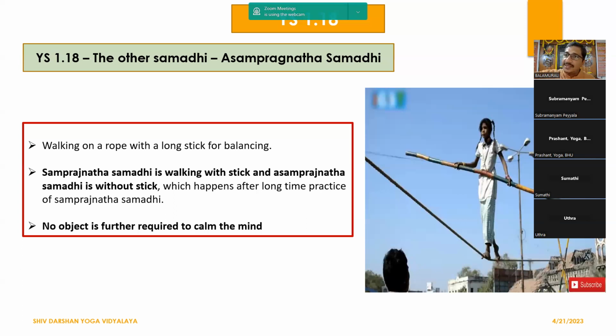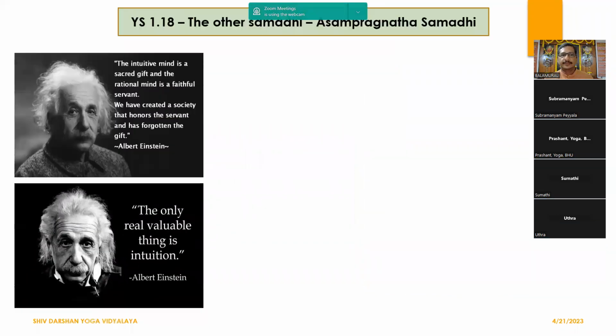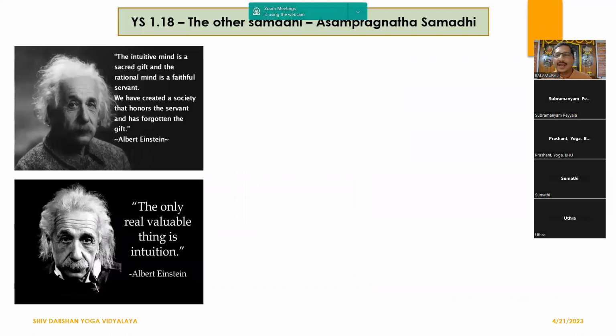This different experience is called intuition. This is called Asampragnata Samadhi. These are the words of Einstein about intuition. He says the intuitive mind is a sacred gift, and the rational mind, the so-called intellect, is a faithful servant. We have created a society that honors the servant and has forgotten the gift. This is not said by a yogi or people in yoga, but by a person regarded as the topmost scientist. And he says the only real valuable thing is intuition.